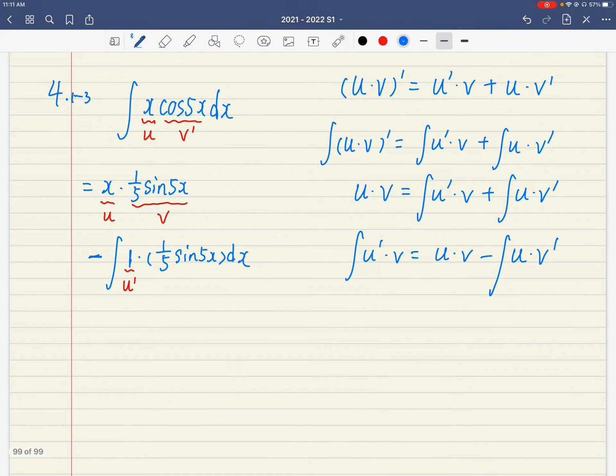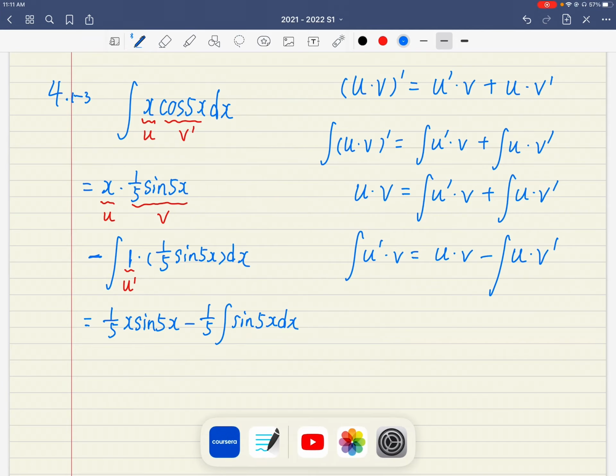Why do we do this? Because after this, the first part, you don't even need to deal with it. Just copy it, 1 over 5, x times sine 5x. And here, the second part, just minus 1 over 5. You just need to integrate sine 5x, which is very, very easy.